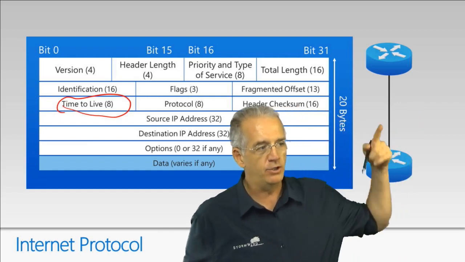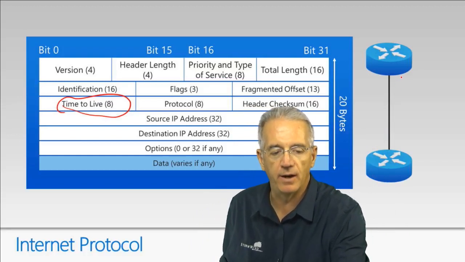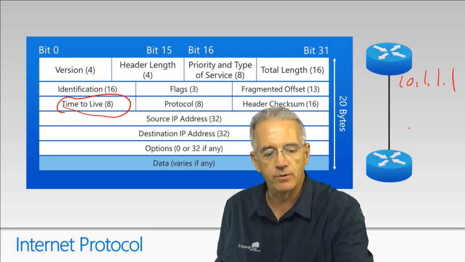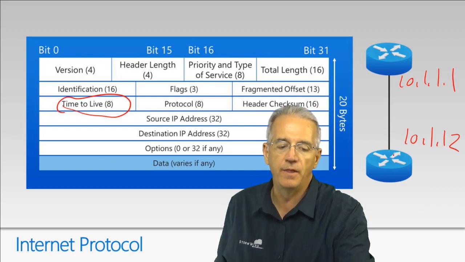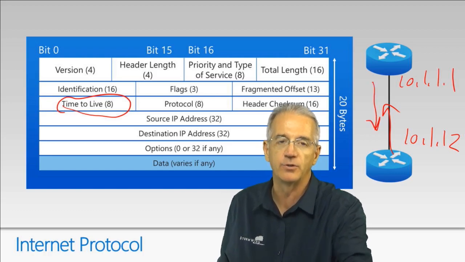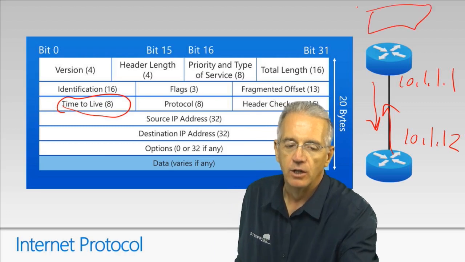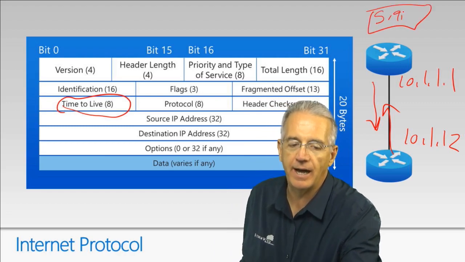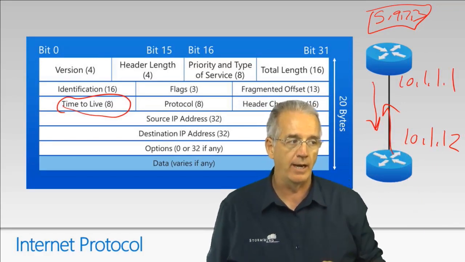The reason that we put TTLs on IP packets is because sometimes routers get misconfigured. For example, we have two routers connected to each other, and we'll say that this one's IP address is 10.1.1.1, and this one's IP address is 10.1.1.2. I will tell this router that this one is its gateway, and I will tell this one that this one is its gateway. And so then I send a packet to 5.9.7.3 or any other address. It doesn't have to be in the 10.1 network.